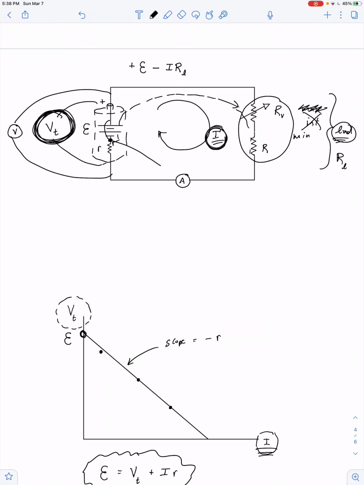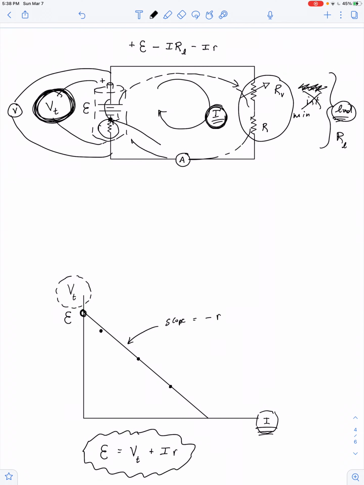All right, we continue through the circuit, and we get to our last circuit element, which is the internal resistance. So again, according to both Ohm's law and Kirchhoff's loop rule, there's a loss of voltage across the resistor equal to the current multiplied by the internal resistance. Okay, well, we could also think of it like this.